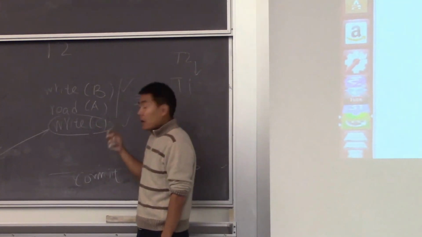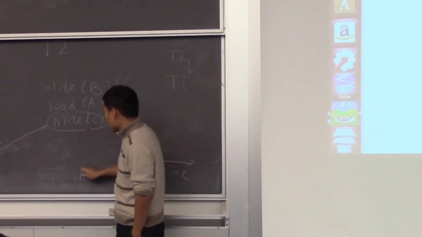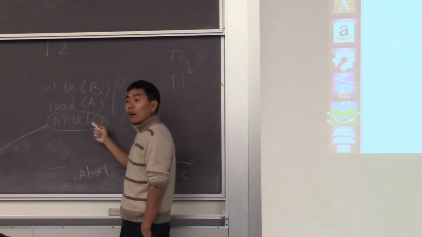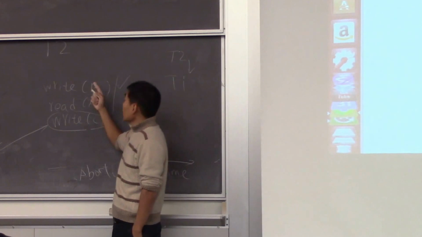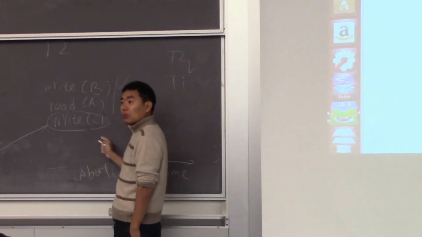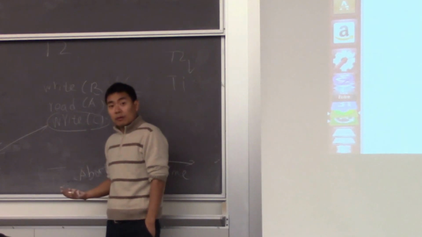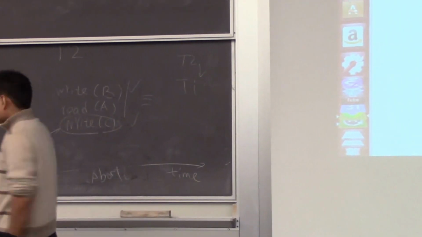All or nothing. On the other hand, if T2 tries to abort, you cannot simply restore the old value of C while not restoring the old value of B, or restore the old value of B but not restore the old value of C. You have to restore the old value for both of them, or nothing. Durability.